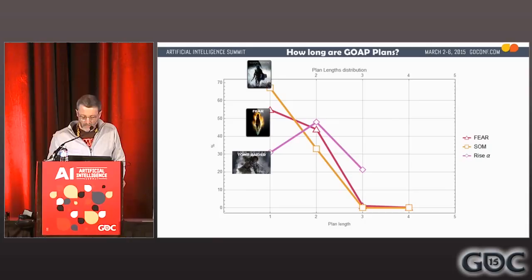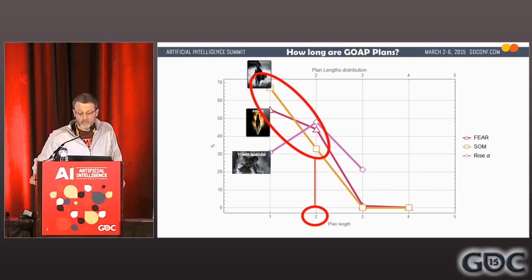How long are GOP plans? Well, Peter told you, yes, GOP plans are short. Indeed, they're short. Most of the time, they're one or two actions, and that's it. Yes, you can find some plans of length 3 and length 4 in both Fear and Shadow of Mordor. No, no plan of length 3 in Shadow of Mordor. I don't remember that. But that's it. All right, plans are short.